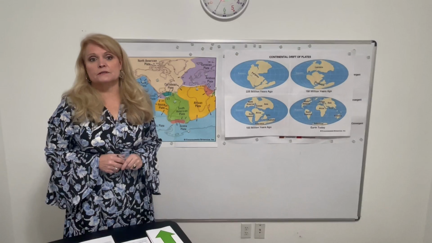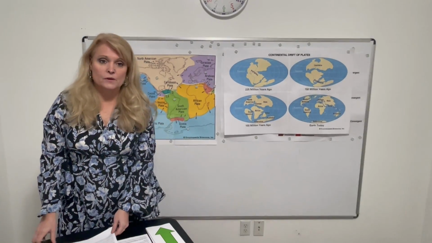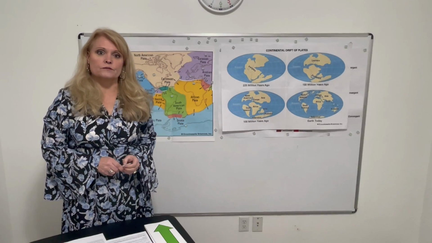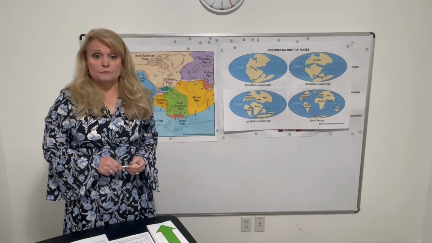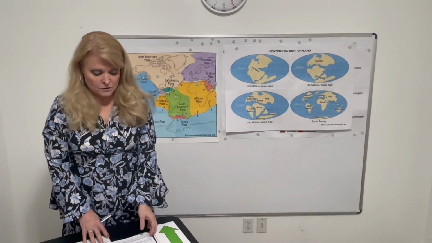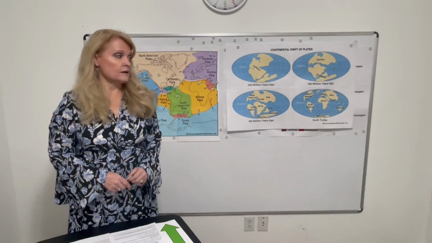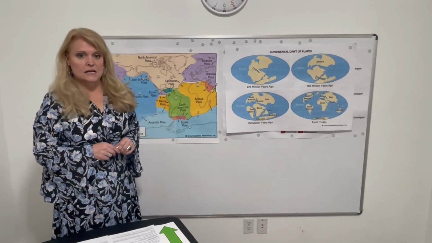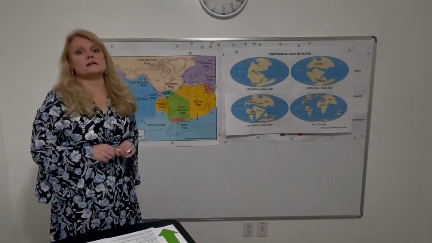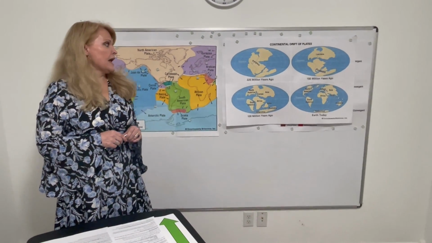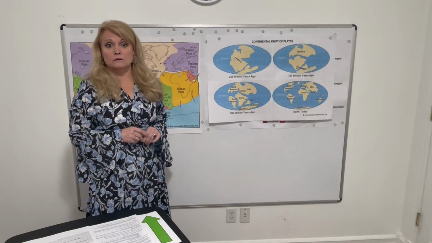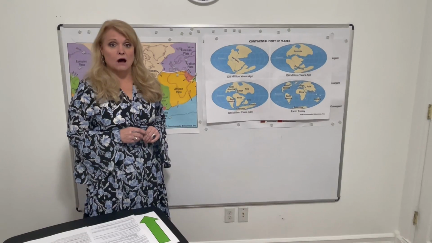Well, scientists have believed this for a lot of years, but it wasn't until 1912 that a German meteorologist, Alfred Wegener, did a formal comprehensive theory of continental drift. Basically, his theory was that at one point all of the land masses were one supercontinent. He named it Pangea, and the word Pangea means all land.